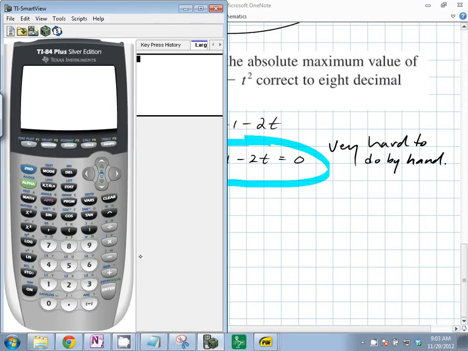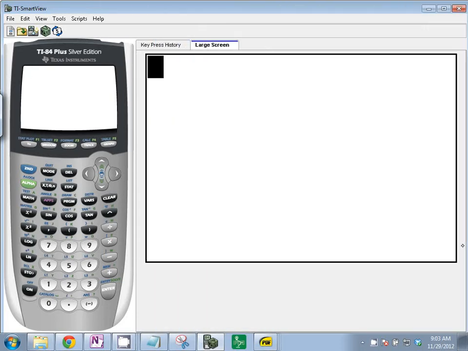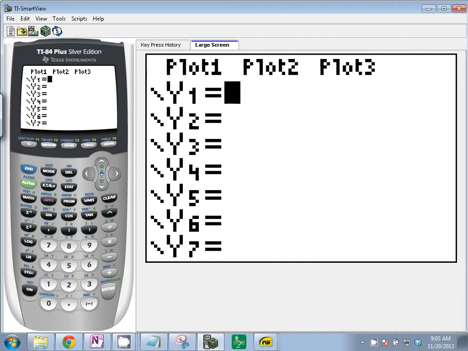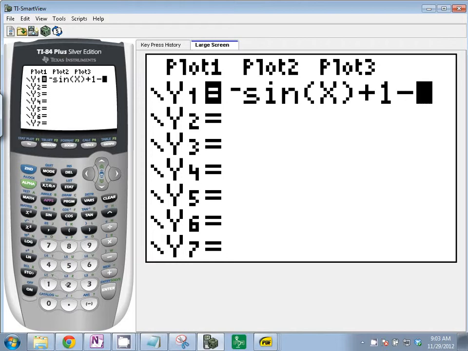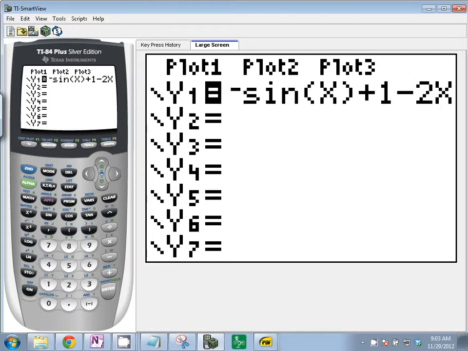That function is negative sine t plus 1. So y equals negative sine x plus 1 minus 2x. And then what do we plug in for y2? Because we're trying to find out where this is equal to 0. You don't need to use the calculator to do basic math. So tell me what I should use.